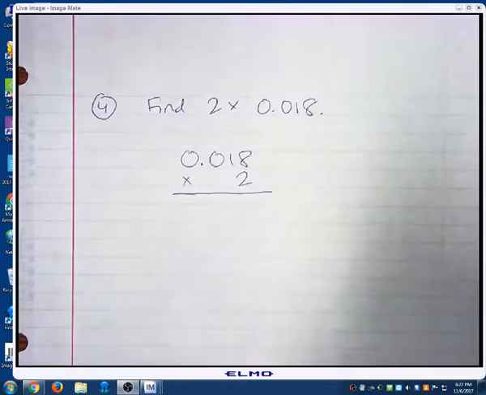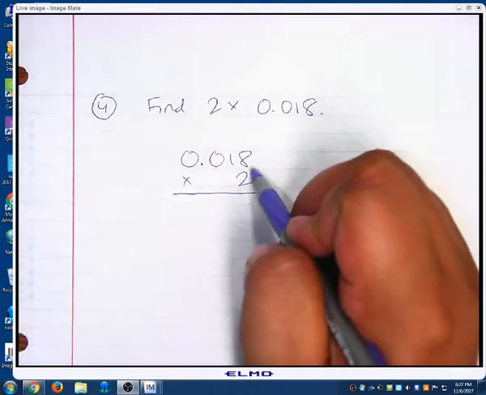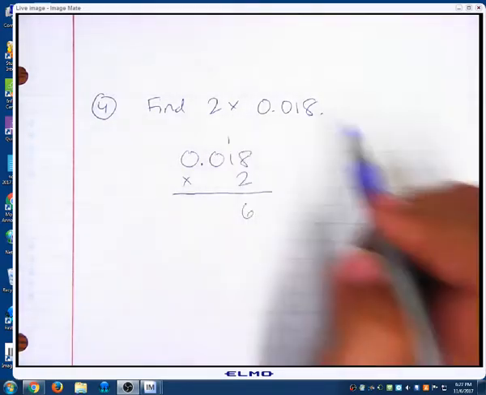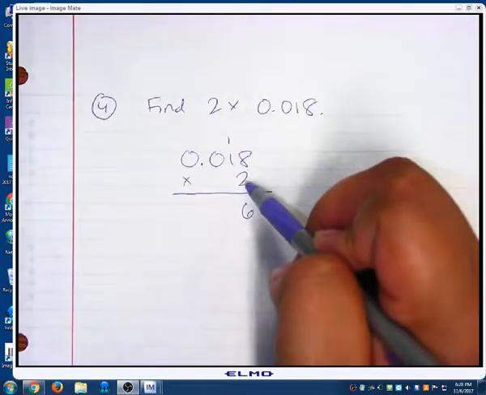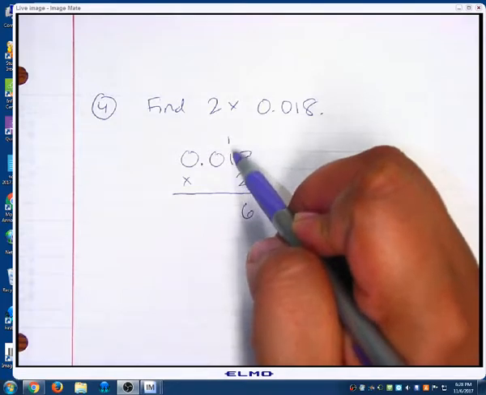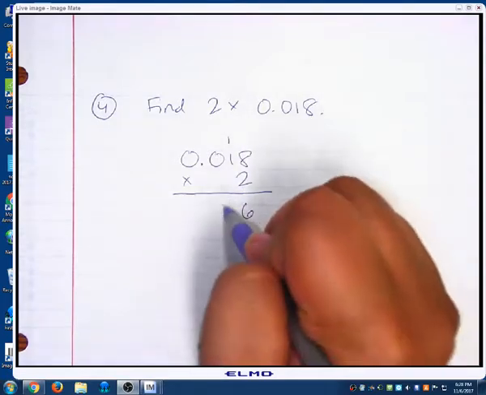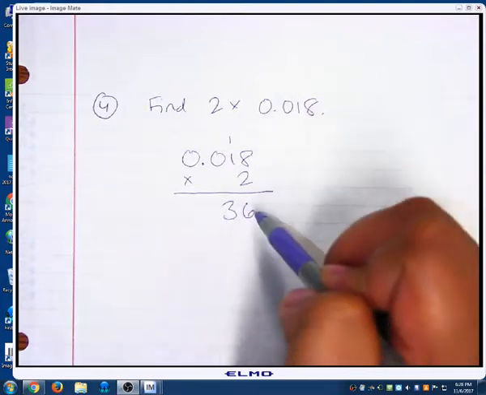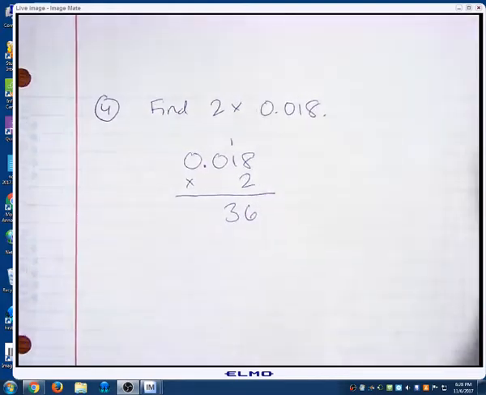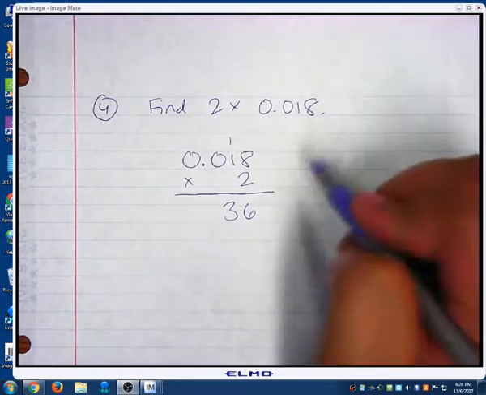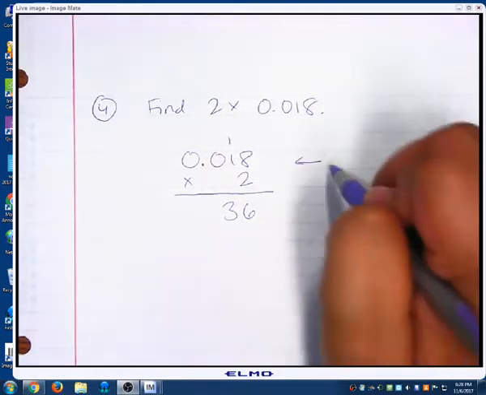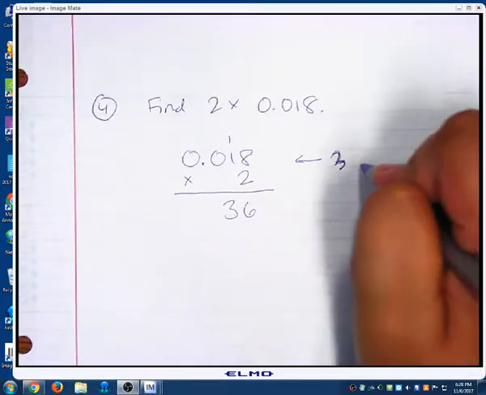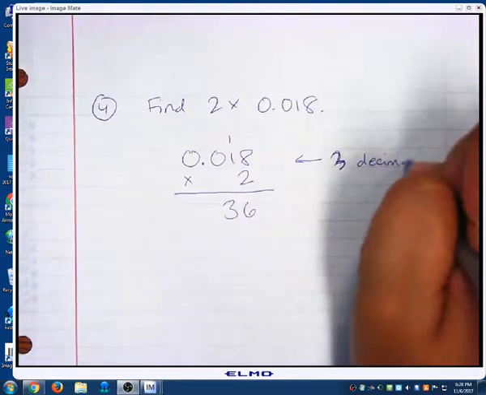All right, so first I'm going to say, well, 2 times 8 is 16. So I'm going to put a 6, carry the 1. And then 2 times 1 is 2, plus 1 is 3. So now I have 36. But now I have to put the decimal place somewhere, right? This says, or I'm writing it, but you're going to think to yourself, it's got 3 decimal places.